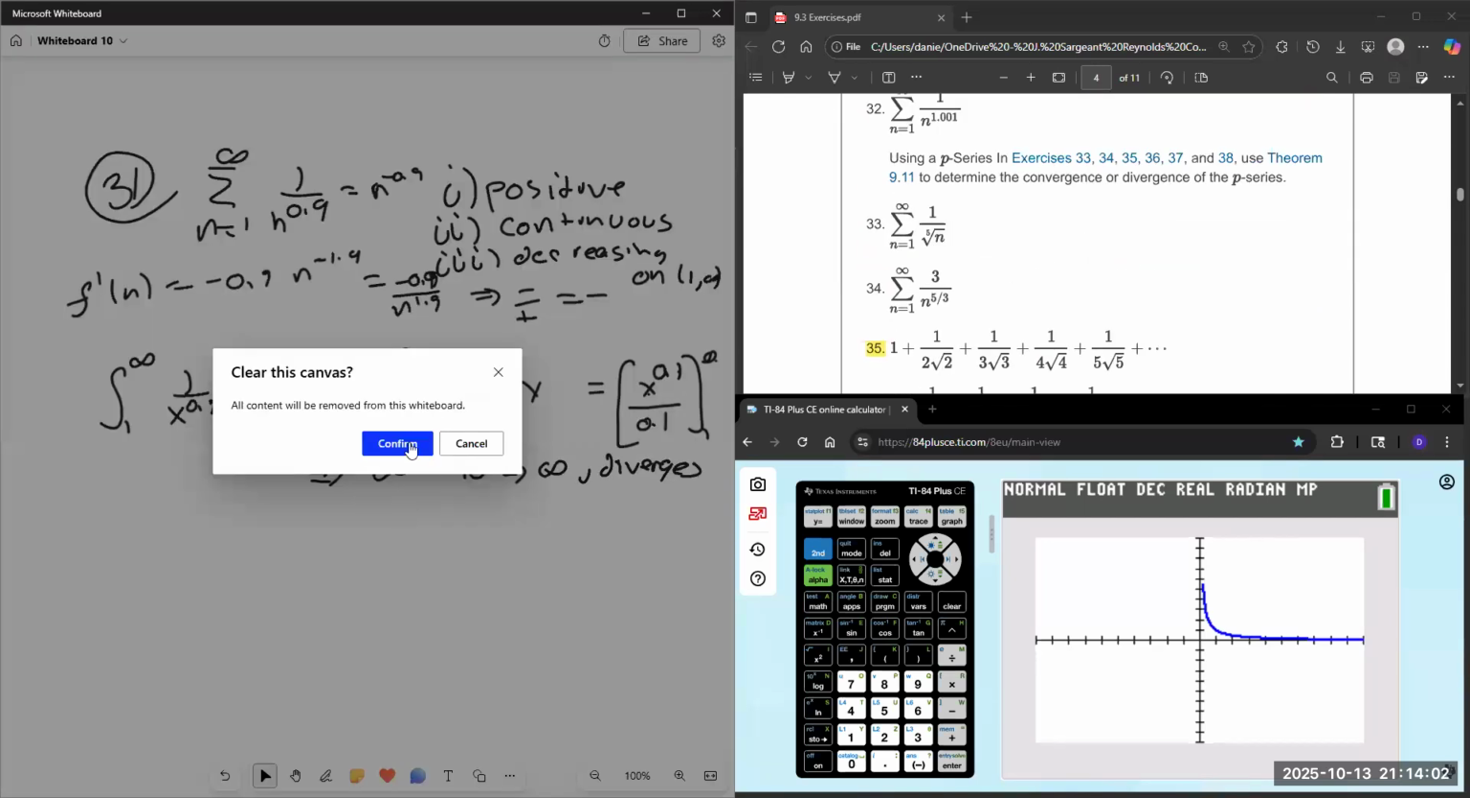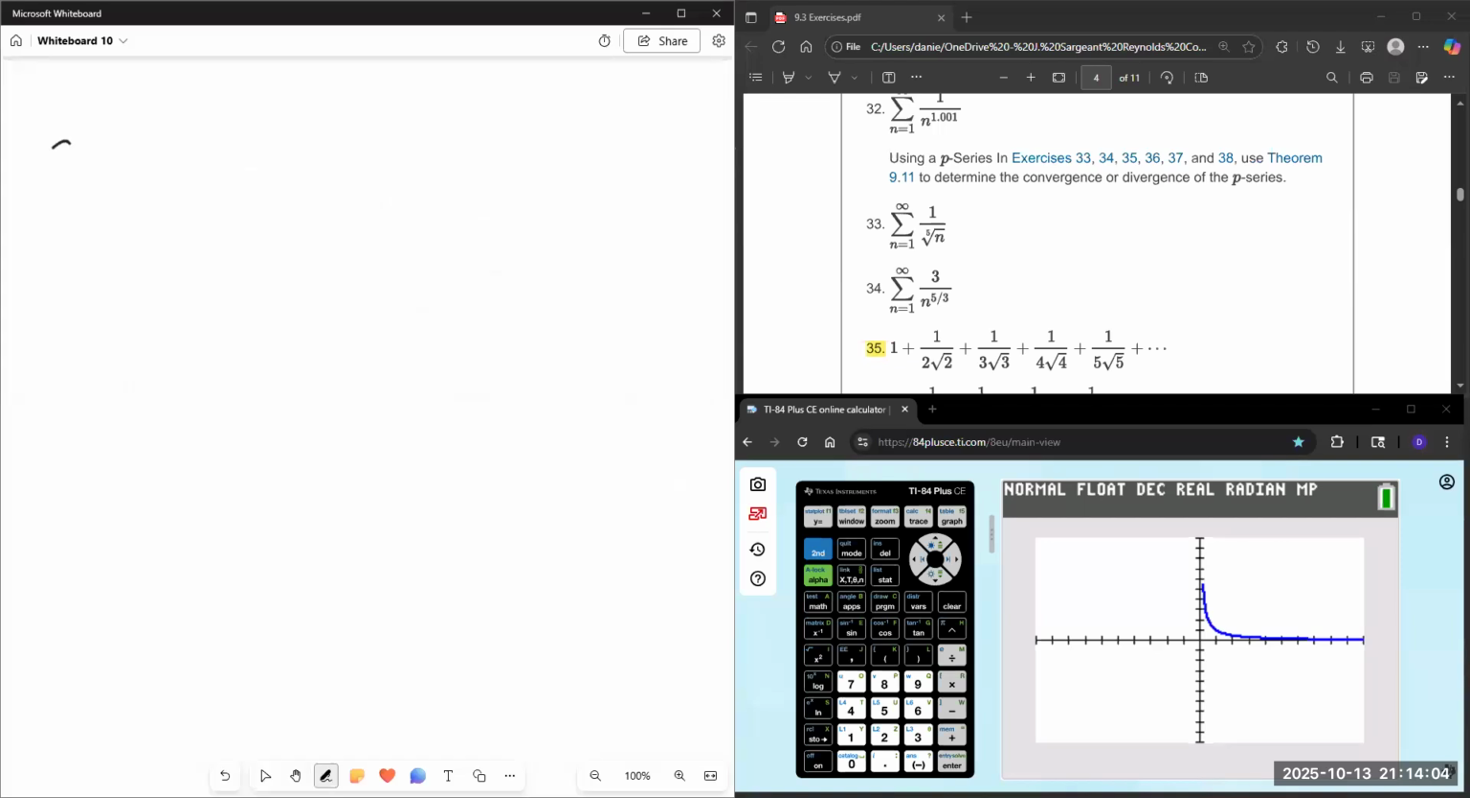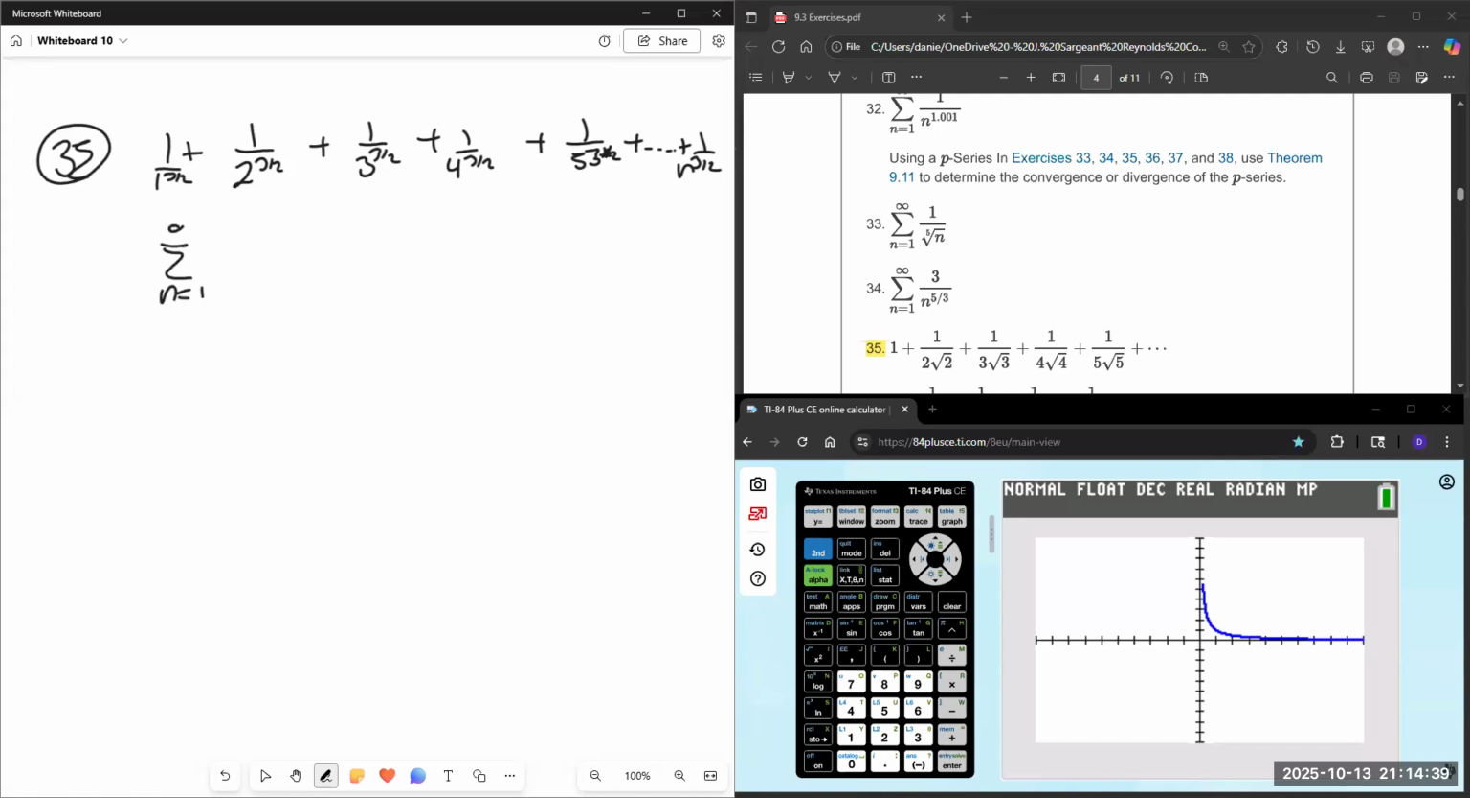Problem 35 says to use the p-series test. So 1 plus 1 over 2 to the 3 halves, plus 1 over 3 to the 3 halves, and 4 to the 3 halves, and 5 to the 3 halves, plus dot dot dot, plus 1 over n to the 3 halves. And this would be 1 to the 3 halves as well down here. So that will be the summation from n equals 1 to infinity of 1 over n to the 3 halves.